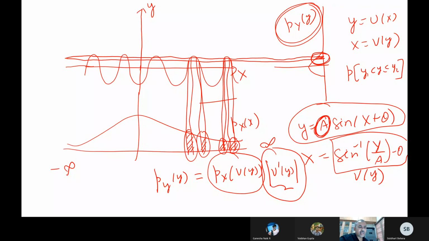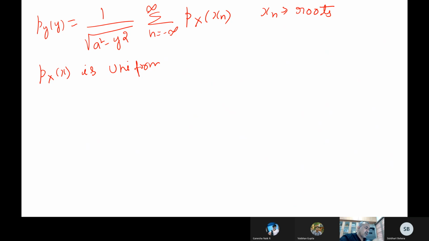You followed, because y is a sine of x plus theta, and we all know sinusoidal lies from plus 1 to minus 1, and of course the amplitude is a, so y is bounded but x is unbounded basically. Okay, so this you have to remember. So y lies from minus a to plus a. Now let us say I will give you px as a uniform distribution, and it lies from minus pi to pi. So now I am bounding my y.